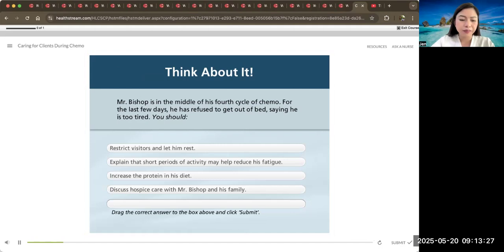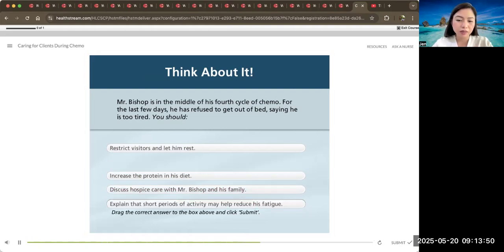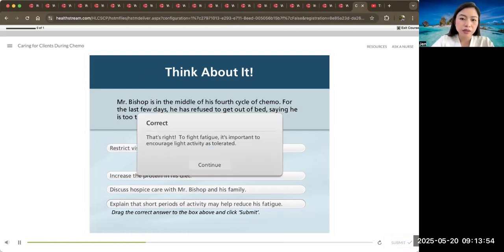Okay, so think about it. Mr. Bishop is in the middle of his fourth cycle of chemotherapy. For the last few days, he has refused to get out of bed, saying he is so tired. You should, one, restrict visitors and let him rest. Explain that short periods of activity may help reduce his fatigue. Increase the protein in his diet. Discuss hospice care. Okay, so this is the best option: reduce fatigue. That's right. To fight fatigue, it's important to encourage light activity as tolerated.